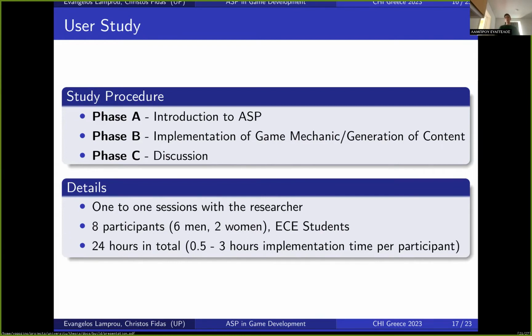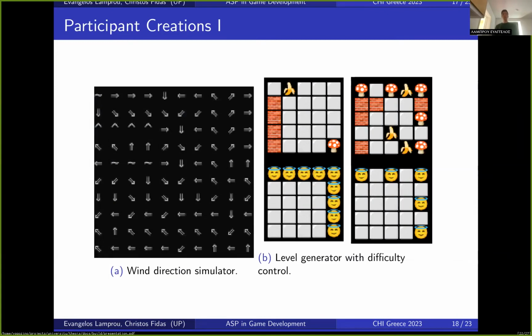So the study had 3 phases: Phase A, an introduction to ASP and its semantics, as well as the syntax of the Clingo language. Phase B, which is where participants chose a game mechanic that they would like to implement and did implement with the help of the researcher. And finally, a semi-structured discussion happened where we asked participants what they thought of the general framework. These are some examples of projects created during the study.